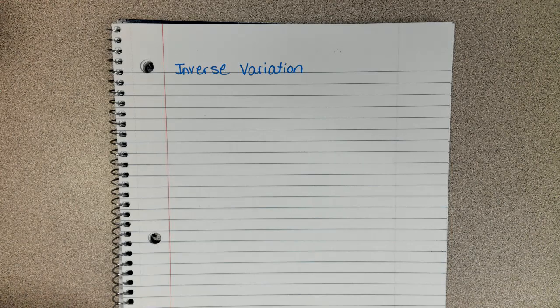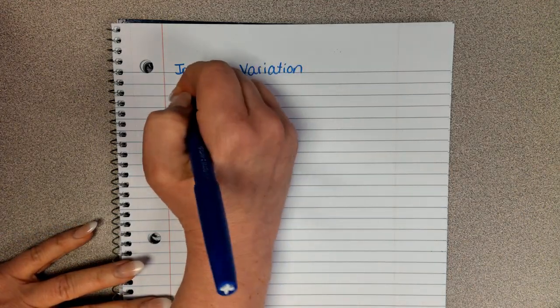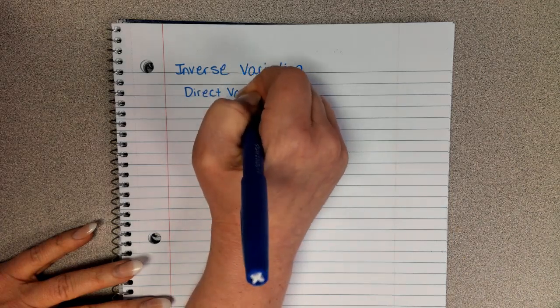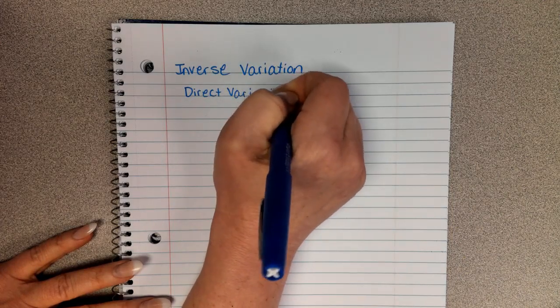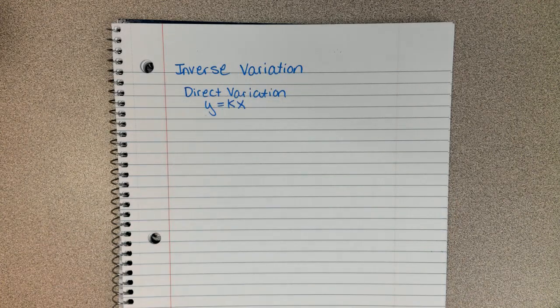What you would have known before today is that there is such a thing as direct variation. Direct variation is when y is equal to k times x, some constant times x. This is going to be that linear function that you remember from Algebra 1.